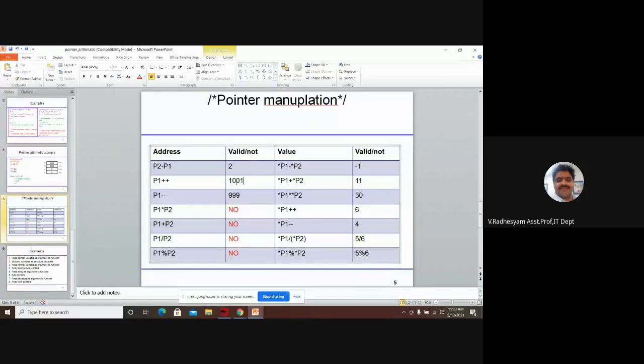But flat number 5 into 6, the 30th flat may or may not exist. Likewise, it is designed in such a way that these operations may not be possible.